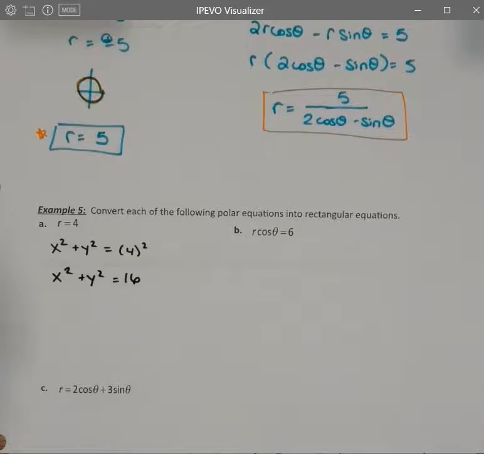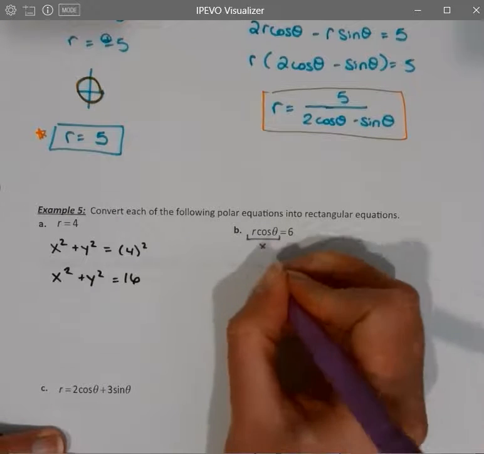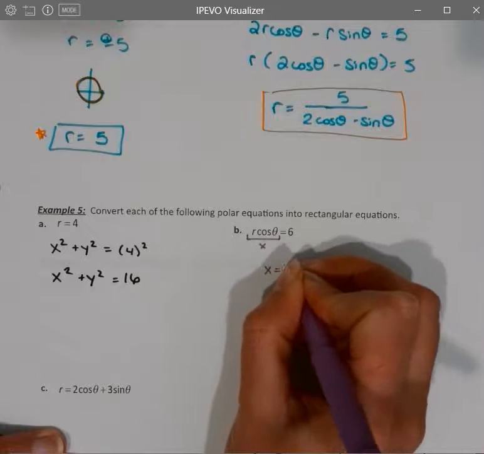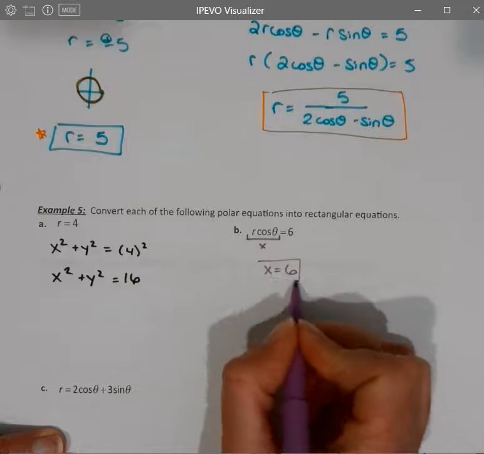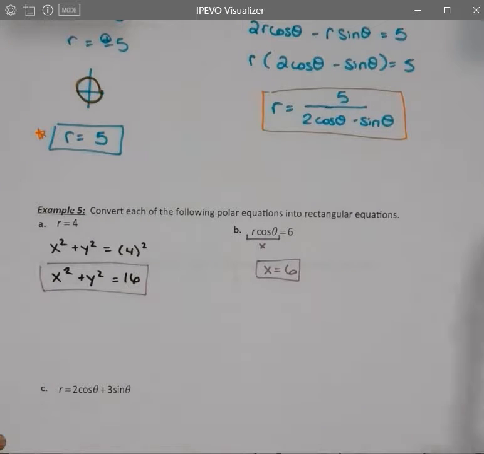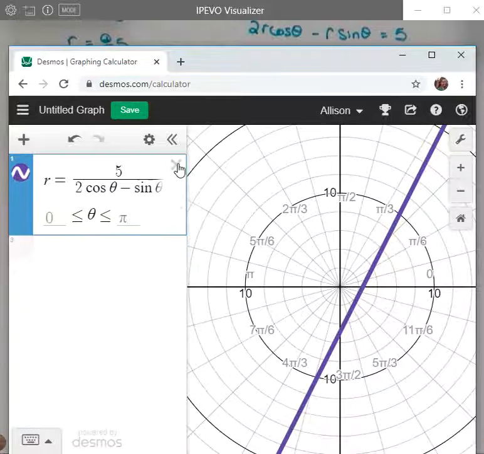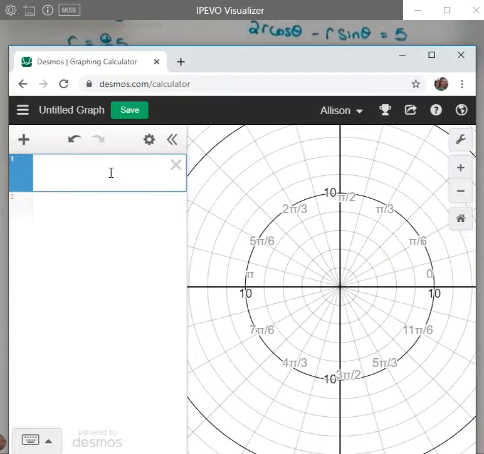What about this one? On this one, I have to remember that r cosine theta is x. So this one is x equals 6. That's the rectangular equation for it. Now, x equals 6 is a vertical line, and vertical lines are actually quite difficult to graph on traditional calculators. Desmos can handle them. But it was originally a problem on the traditional calculators.